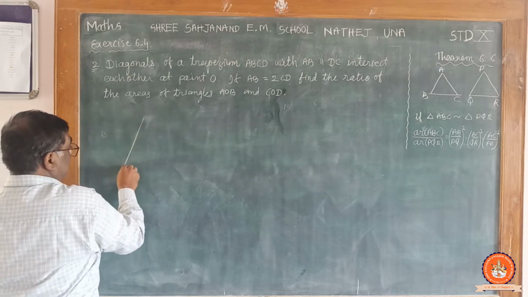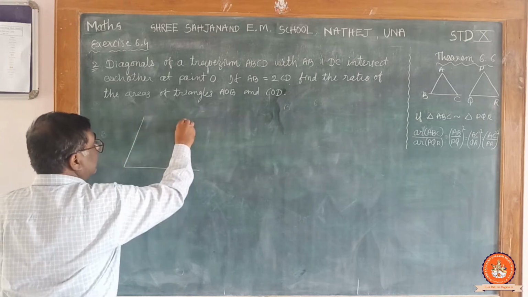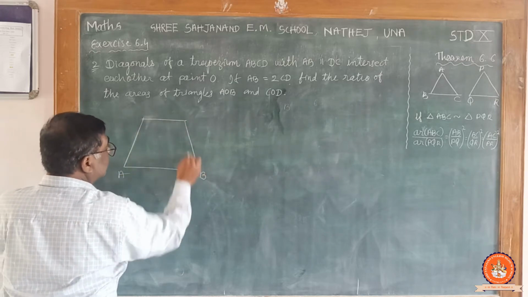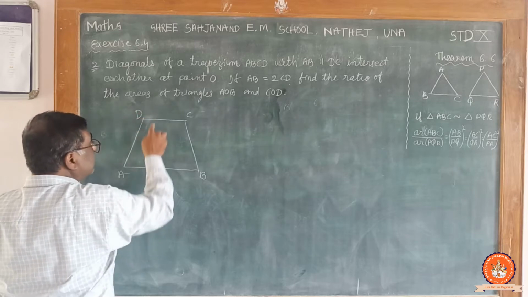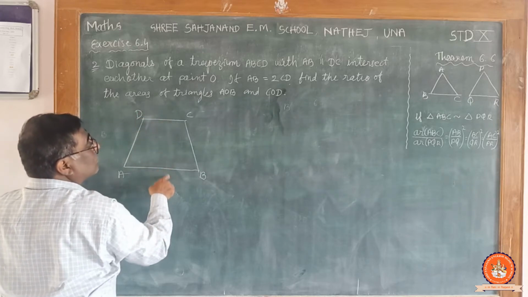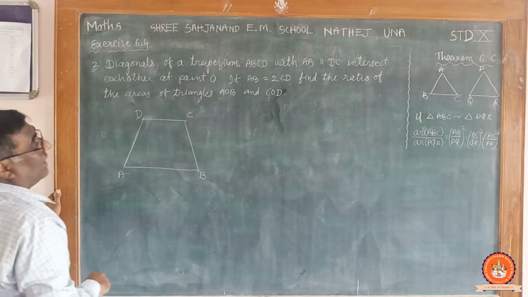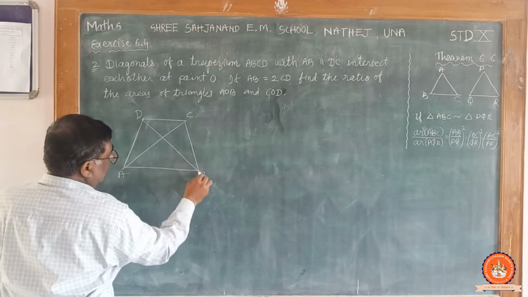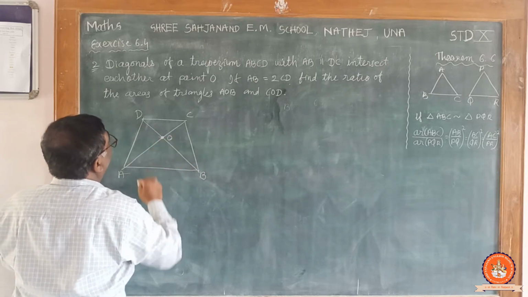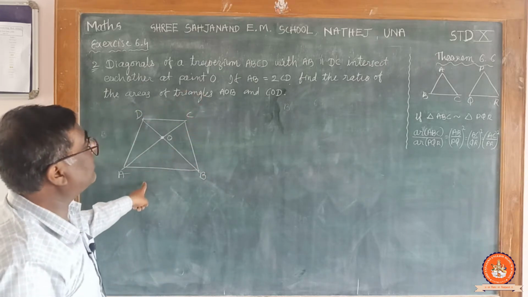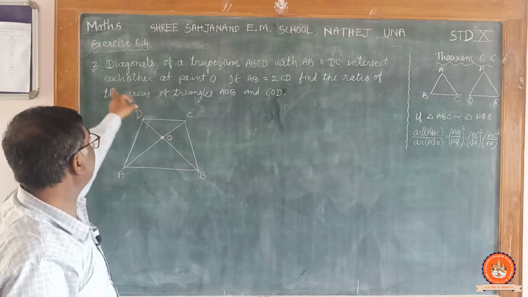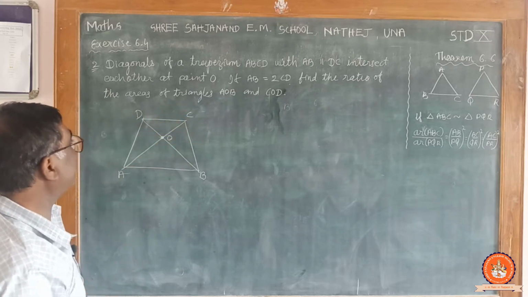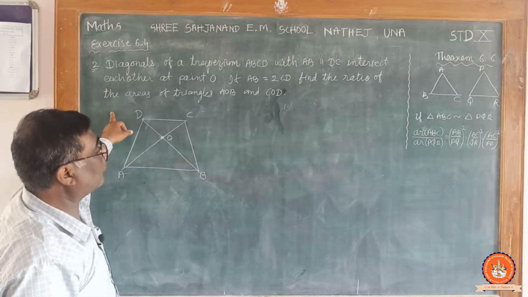Okay, so this is trapezium ABCD. AB is parallel to CD and AB is 2 times of CD. Okay, find the ratio. Now these diagonals intersect each other at point O. So diagonals of a trapezium ABCD with AB parallel to DC intersect each other at point O. If AB is 2 times of CD, now find the ratio of the areas of triangles AOB and COD.